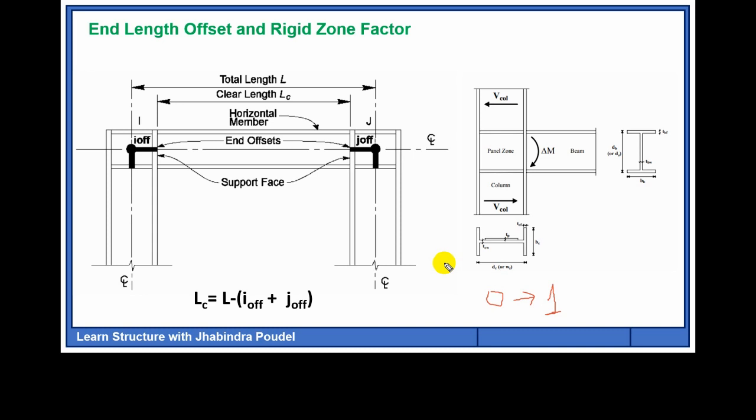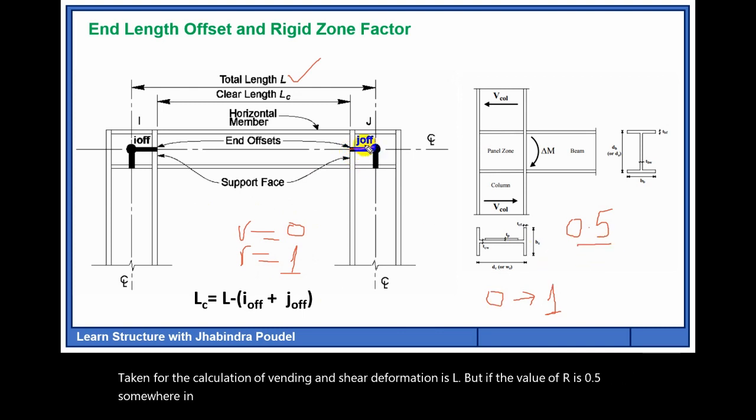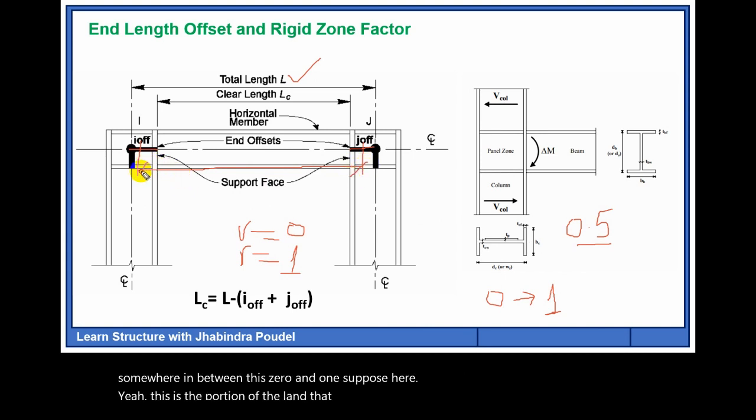It depends on the geometry of the connection and may be different for different elements that frame into a connection. Typically, CSI, Computers and Structures Incorporated, recommends the value of 0.5 as the rigid zone factor in the case of RCC as well as steel. The value of R is 0.5, somewhere in between 0 and 1. This is the portion of the length that is considered for the analysis for shear and bending. So this is the value of R, the rigid zone factor in structural analysis software.